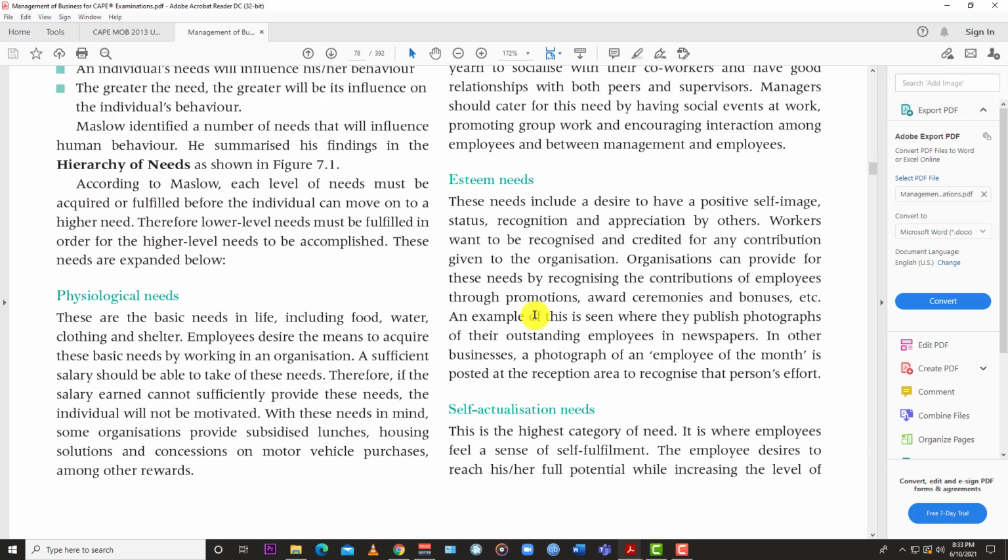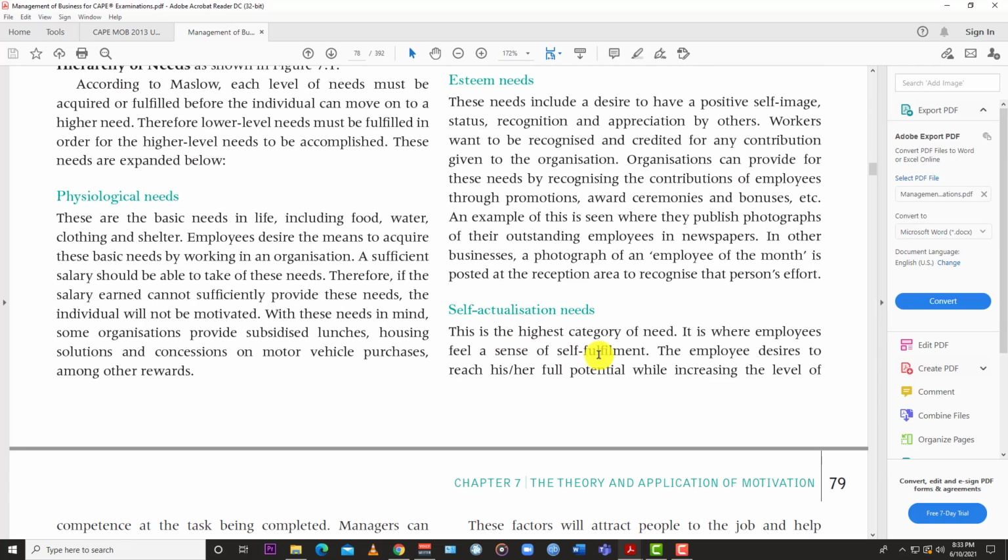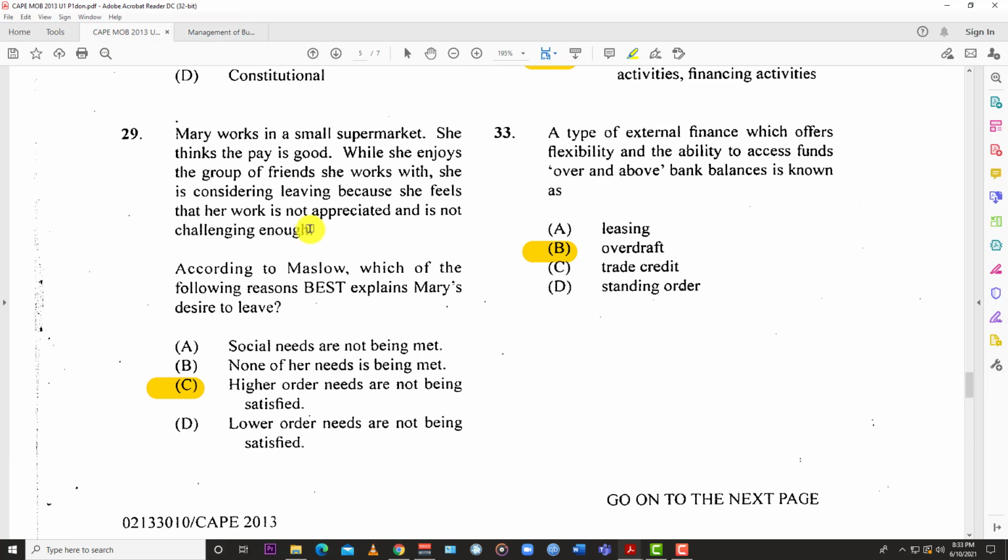And then we have self-actualization. This is the highest category of needs. It is where the employees feel a sense of fulfillment, and the job is not satisfactory to her anymore, not challenging, so there's nothing to fulfill right there. So that's why the answer is C.